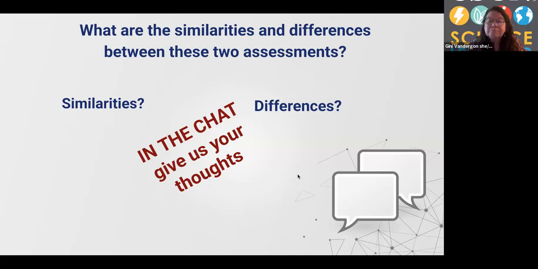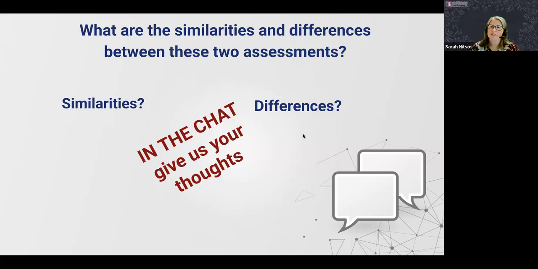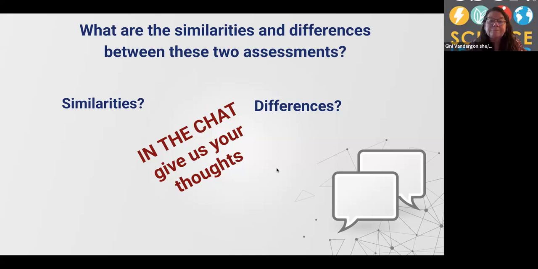Carlos let us know in chat that the difference is that the 3D triggers the use of background knowledge. Right. Did they need to know about kangaroos in the Australian ecosystem?